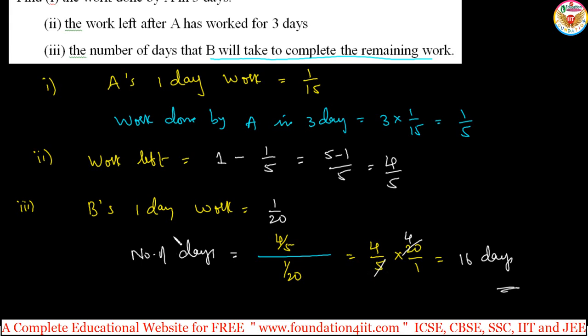If you want to find out the number of days, take the total work divided by the person's capacity for the day, and you'll get the number of days he needs. In this way, most of the problems in time and work you can solve like this.